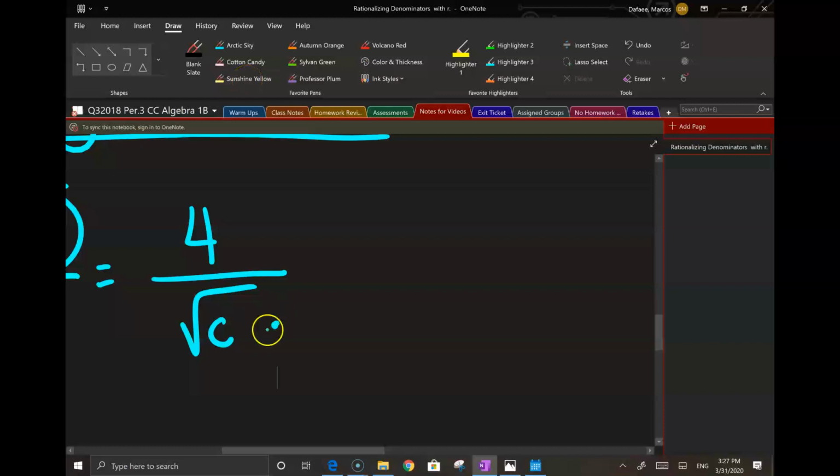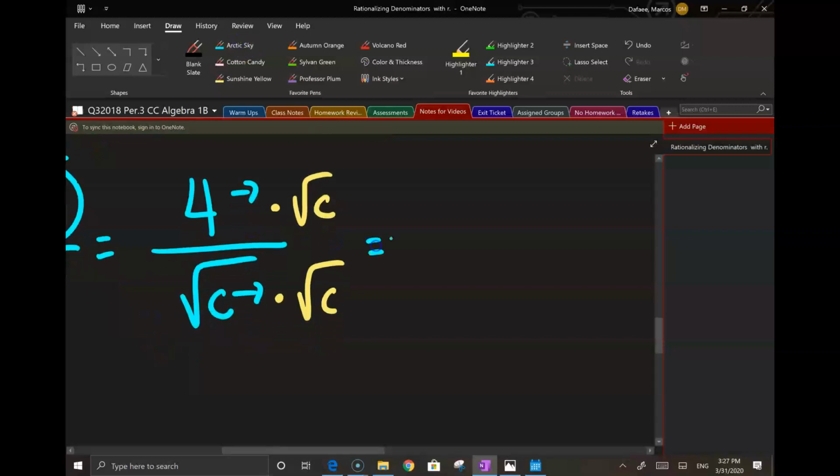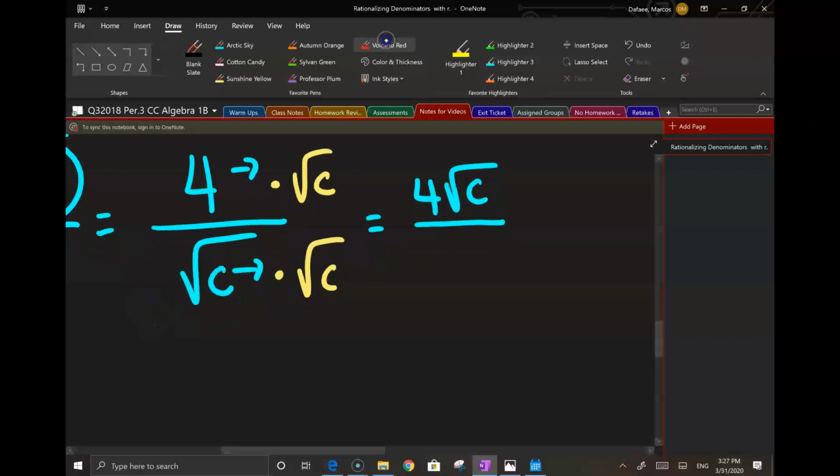So once again, the way you do this is you duplicate it and repeat it. And then you multiply side to side. Okay, side to side. So what you get when you do that is you get 4 times the square root of c, or 4 radical c. And in the denominator, the radical c times another radical c will simply be radical c squared.